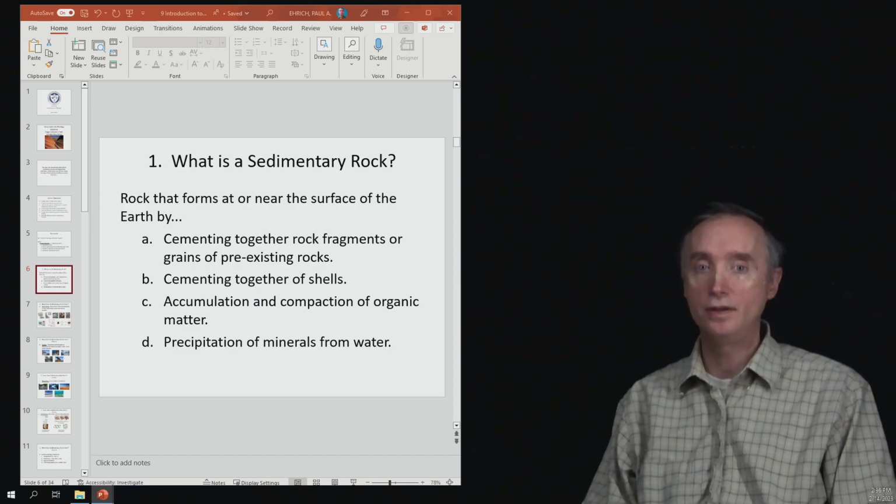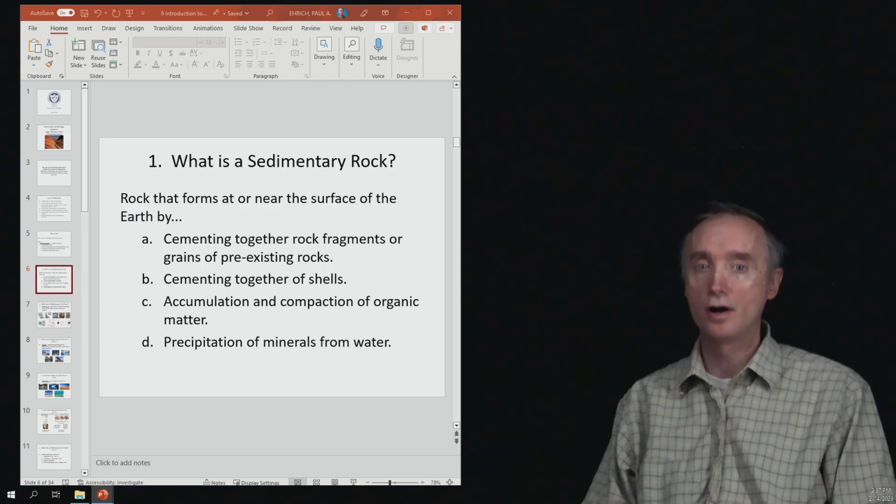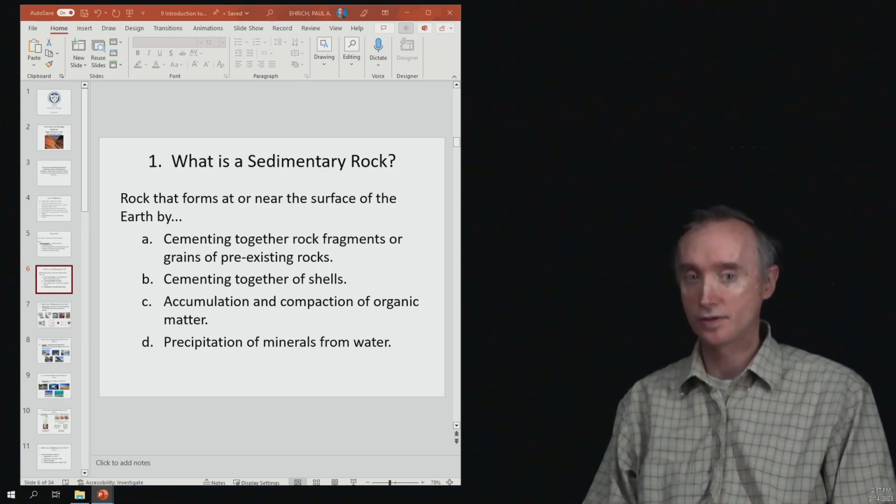It could also be the accumulation and compaction of organic matter, and it could also be the precipitation of minerals from water. So let's take a look at these individually. So A, the cementing together of rock fragments or grains of pre-existing rocks.